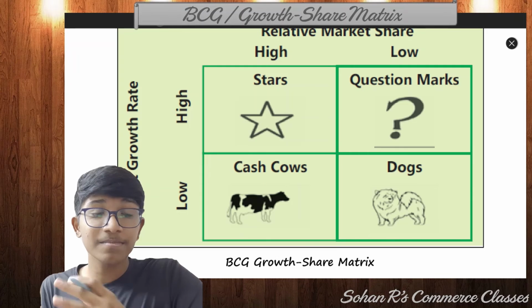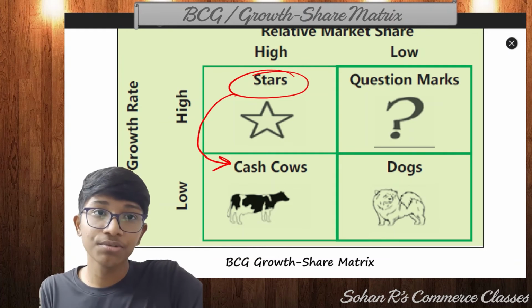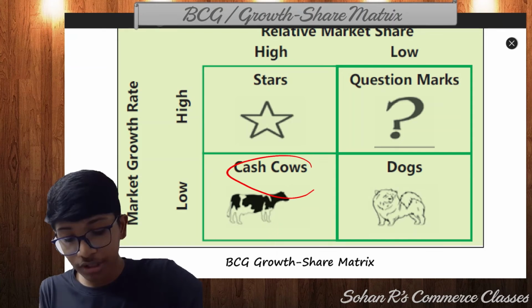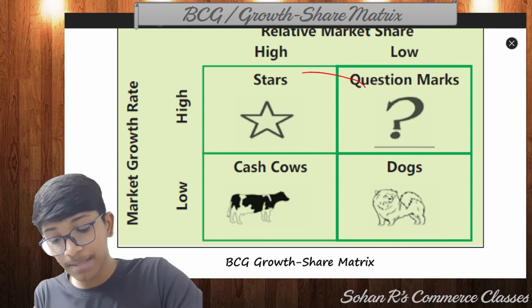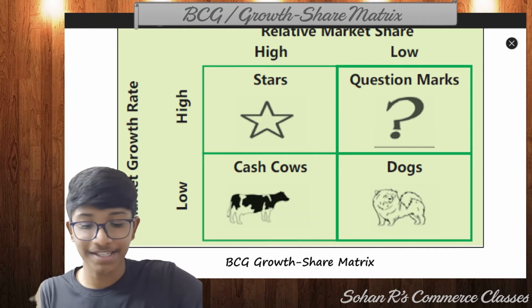Some steps that tend to happen in our markets are: stars usually become cash cows when they lose their growth rate. Cash cows generate cash for the business, and that cash is invested into question marks, which tend to become stars in the future, by gaining a relatively higher market share.